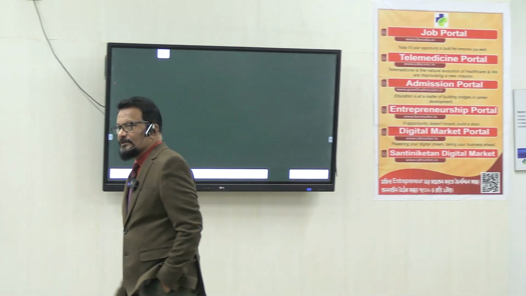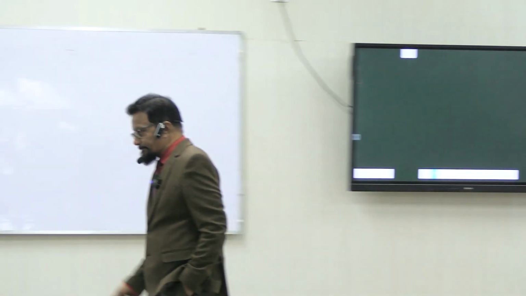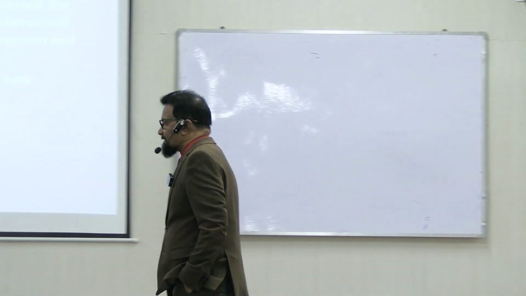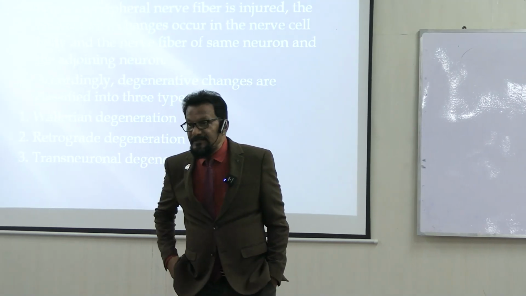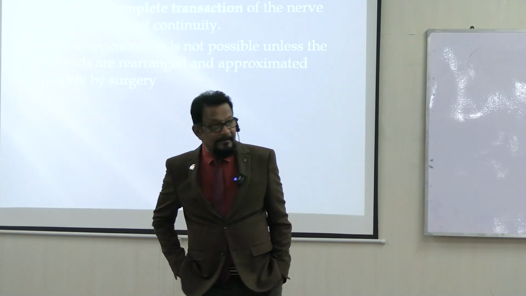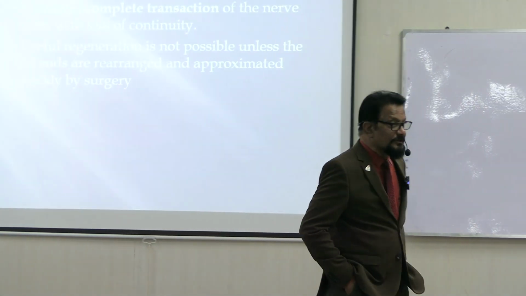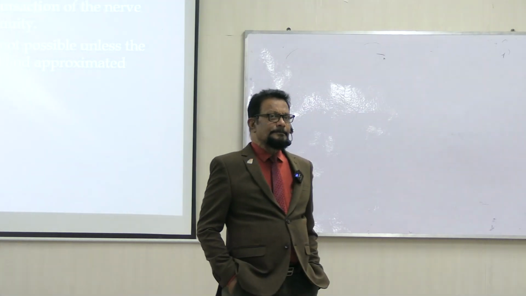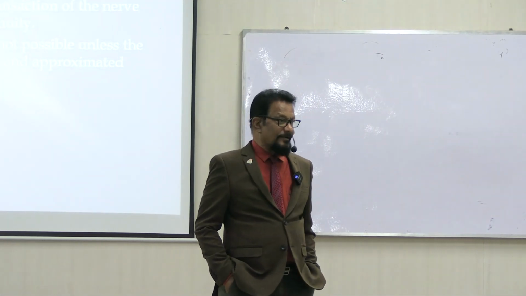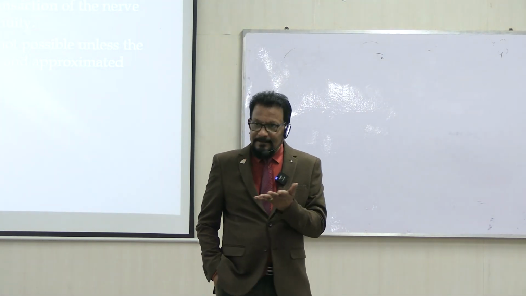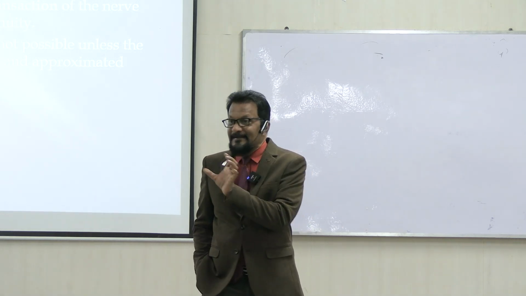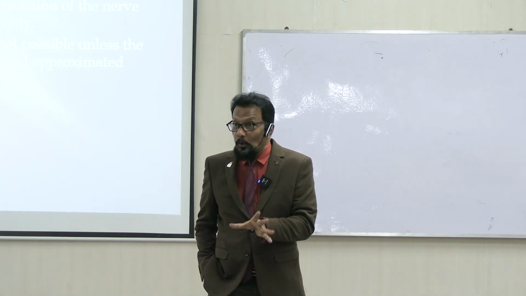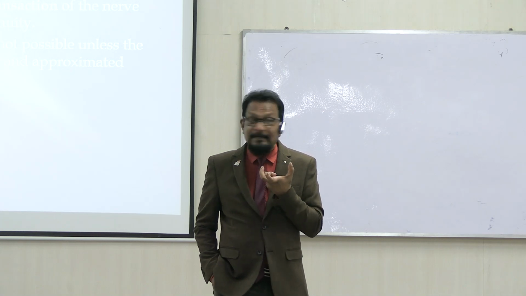One question comes: explain Wallerian degeneration. Wallerian, Augustus Waller, in 1862, he spent his life only to study the degeneration of nerve fibers. He couldn't study the regenerative process. He didn't know that actually regeneration can take place.